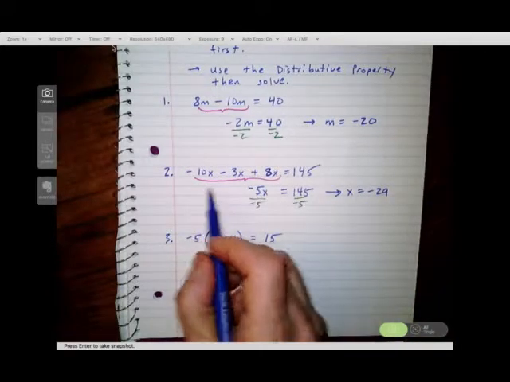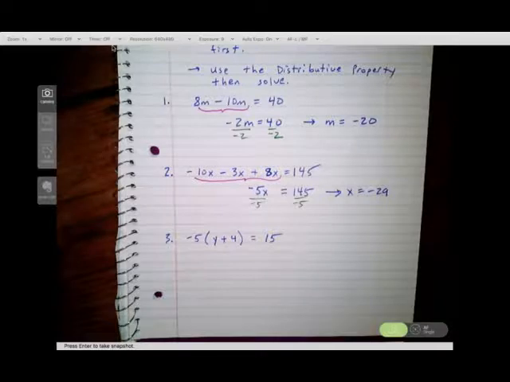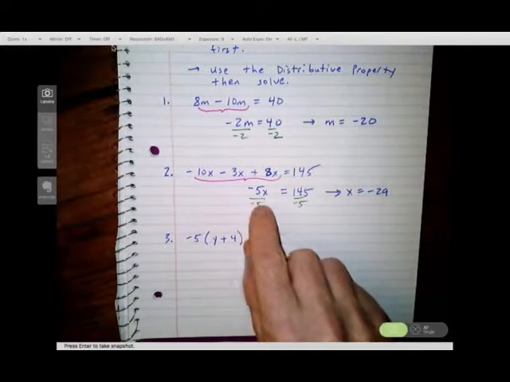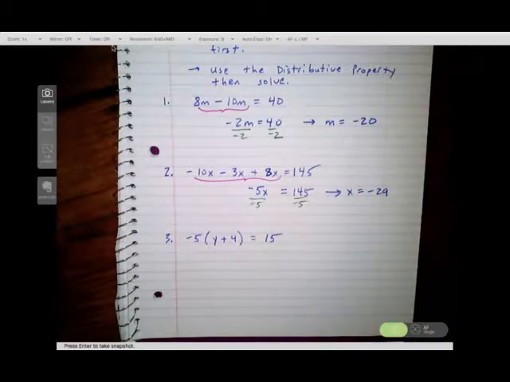Okay, combine the variables first. And then all you've got to do is divide both sides by whatever number is left in front of the x to figure out your answer.